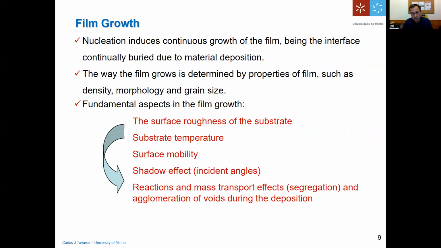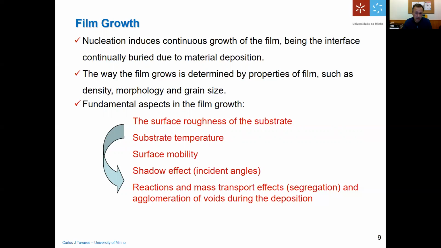So let's look at some aspects of film growth. Nucleation is the first principle when you're talking about thin film growth, because you will have a substrate which has nothing besides the surface of the substrate. And when the first flux of atoms reaches the surface of your substrate, it will start to nucleate, to look for conditions to nucleate. The way the film grows is determined by the properties of the film, such as the density, morphology, and grain size. And there are some fundamental aspects in thin film growth.